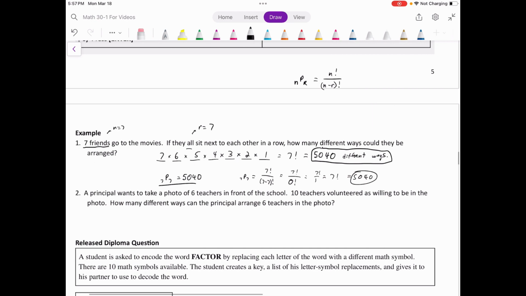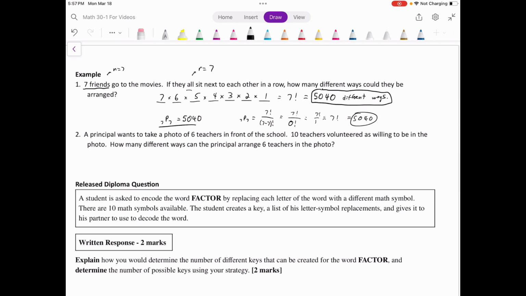Okay, let's try this one out. A principal wants to take a photo of 6 teachers in front of the school. 10 teachers volunteered as willing to be in the photo. How many different ways can the principal arrange 6 teachers in the photo? So be careful. This is not just 10 factorial, right? Because we're not putting all 10 teachers in the photo, okay? It's also not just 6 factorial because we have more than 6 options, right?